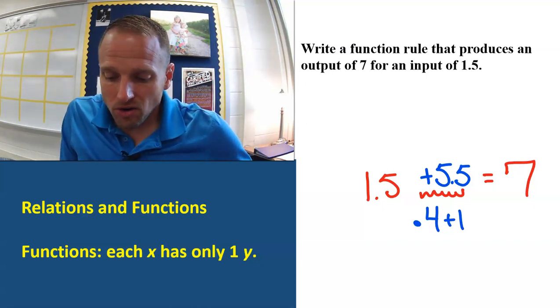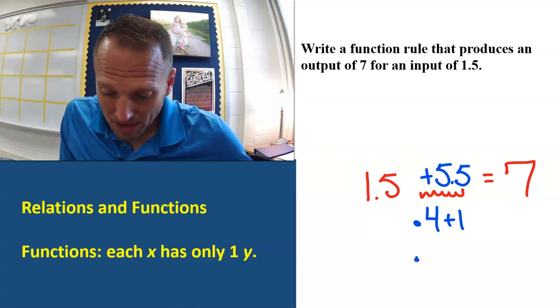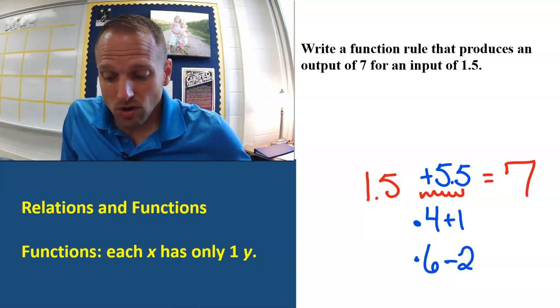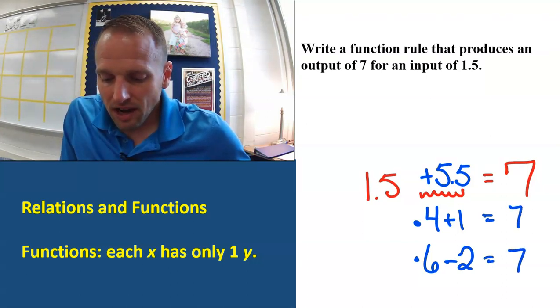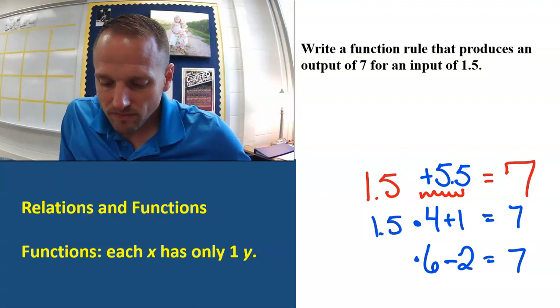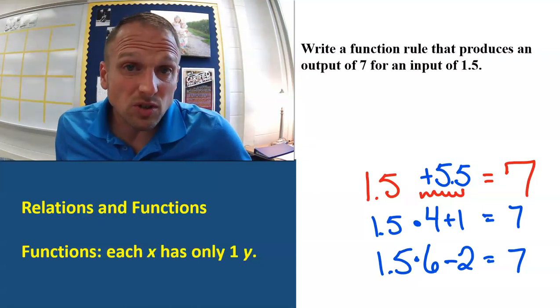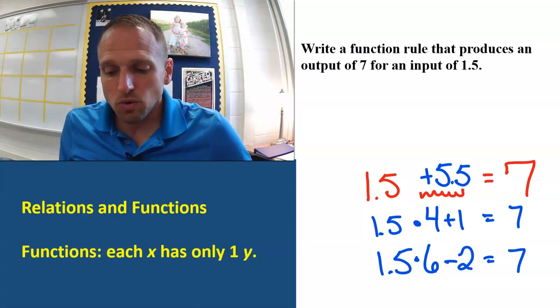Or what else could I do? You know what? I could do really crazy. I could multiply this by 6. 1.5 times 6 is 9, and then subtract 2. So there are lots of different ways that I could do this. I could keep going forever, but the easiest way would probably just be to add 5.5. 1.5 plus 5.5 equals 7.